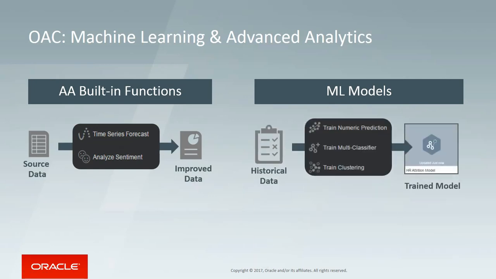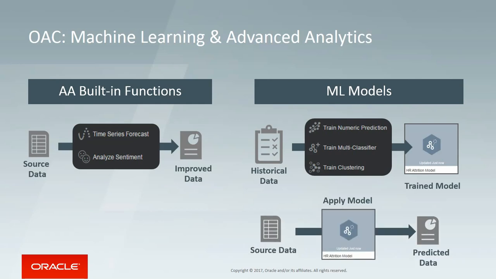And two, machine learning models. In this case, you need first to train a model by running the machine learning scripts on some example data. This example data is usually historical data that we have and that contains the attribute we want to predict. Once the model has been created, we apply it to our actual data, getting the new outcome.